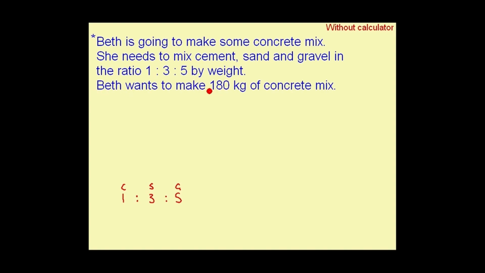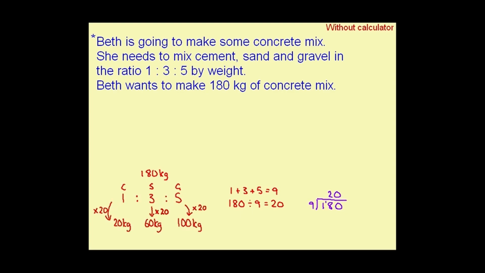This line tells me that Beth wants to make 180 kilograms of concrete mix, so this is a sharing out question. So the total number of shares is 1 plus 3 plus 5, that's 9, and I want to share 180 between 9. That gives me 20. Remember, if you find this division difficult, you can always set out a working like this. I can now multiply each of these by 20. So for Beth to make 180 kilograms of concrete, she will need 20 kilos of cement, 60 kilos of sand, and 100 kilos of gravel.